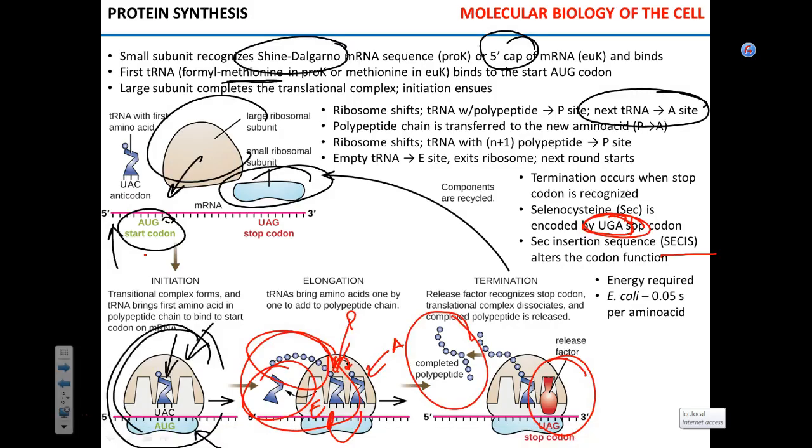So take-home message: understand the process. That's all I can say. Okay. So where does the tRNA with the new amino acid come in? A site. Where is the tRNA with the growing polypeptide chain? P site.